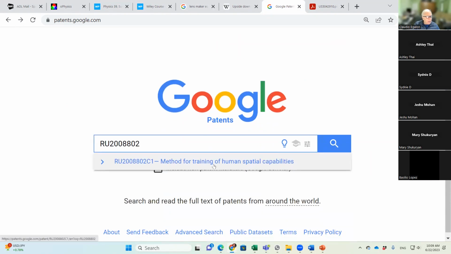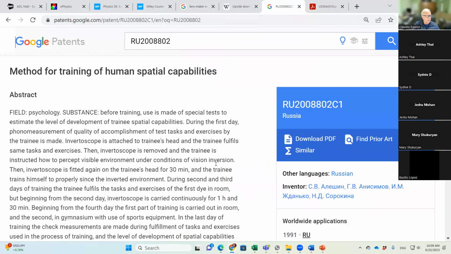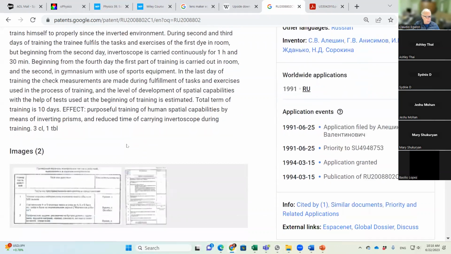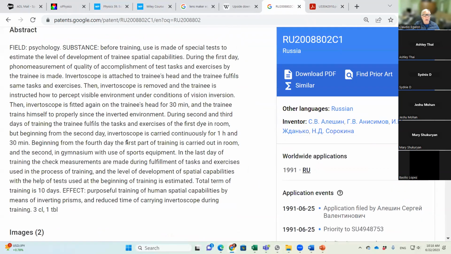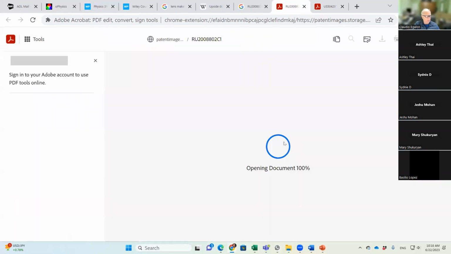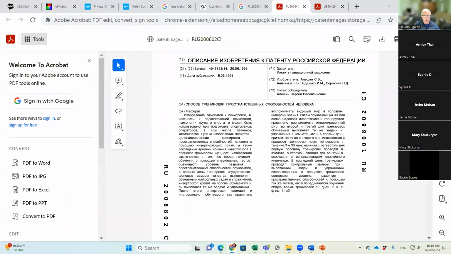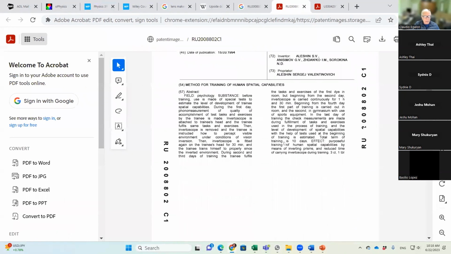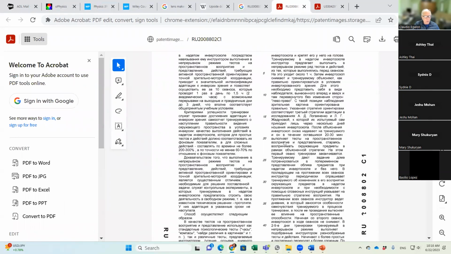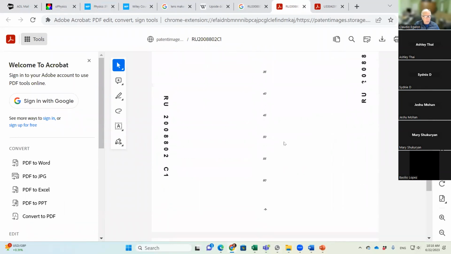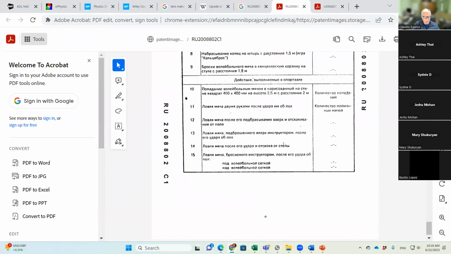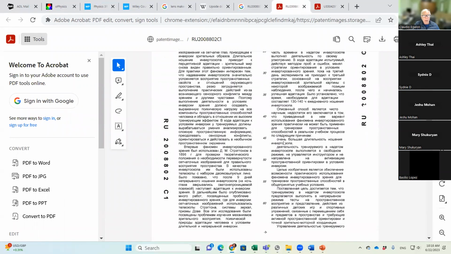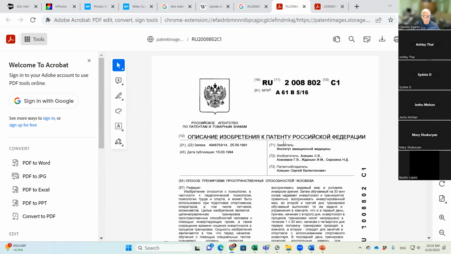Oh yeah, they do have it. Huh, interesting. Okay. Method of training of human spatial capabilities. Yep, they do have it here. I want to see the drawings. Okay, everything in Cyrillic, right? That's the Russian patent, and then they Google translated it to English. Let's see the drawings. I don't have to know Russian for the drawings. Well, they don't have drawings here. What a shame. For some reason they don't have drawings here.